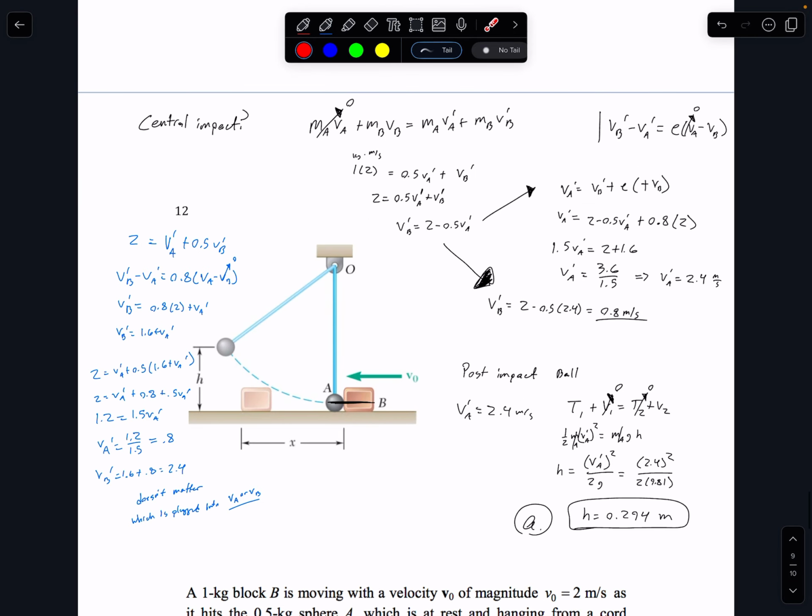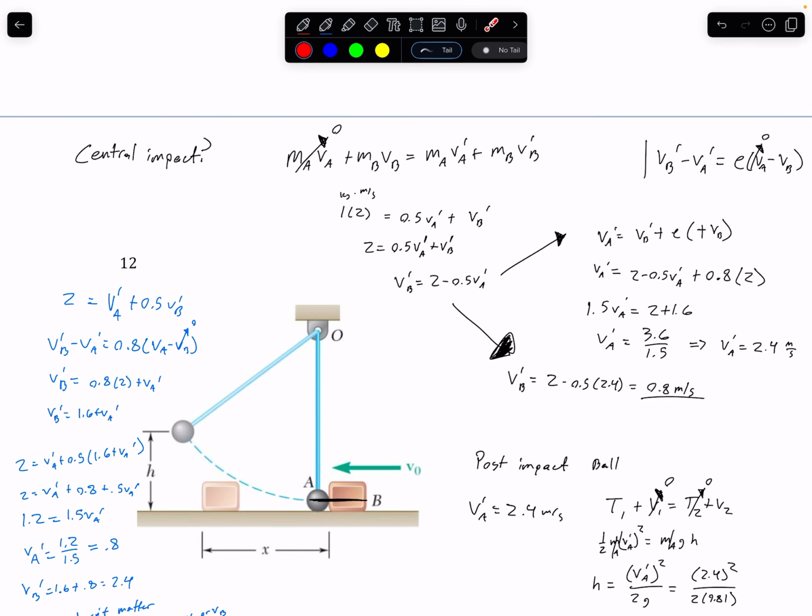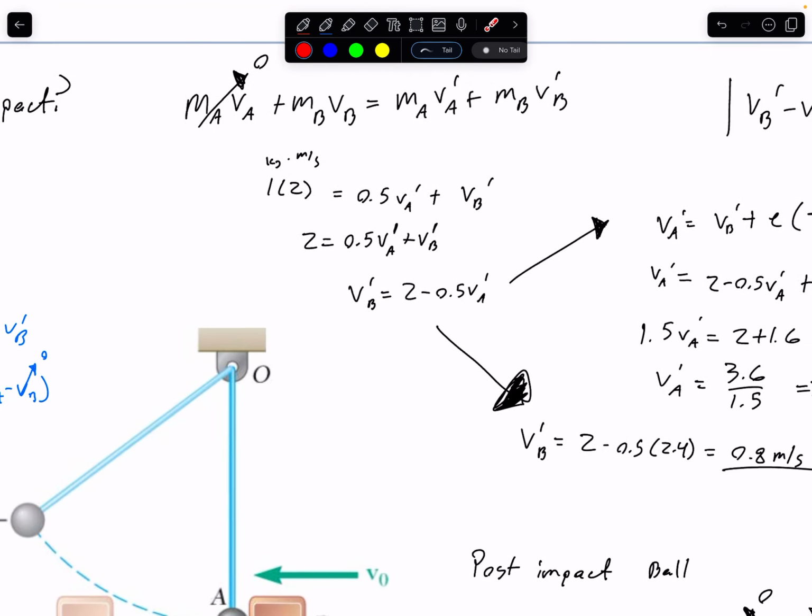And for our final problem, we have a block coming in from this side, initial velocity, and then there's an impulse. Momentum is conserved. We know that the velocity of A is originally 0, but B does have velocity, so it does have momentum, and that is equal to the momentum afterwards, mA times VA prime plus mB VB prime. So we can find a relation here.